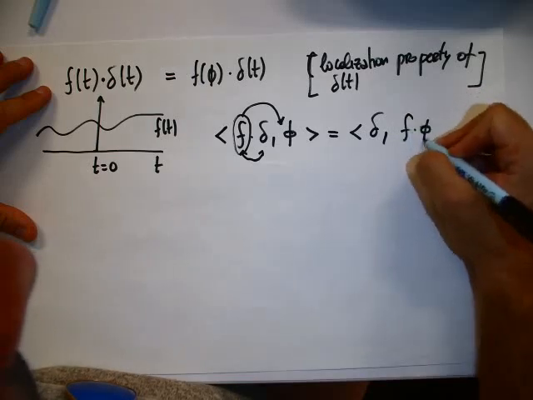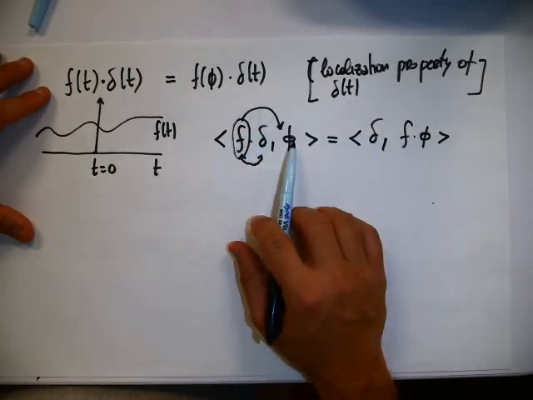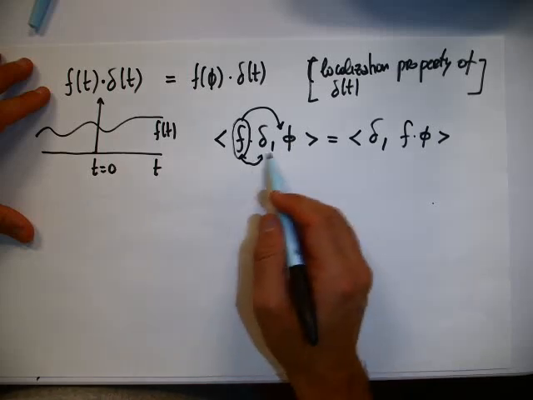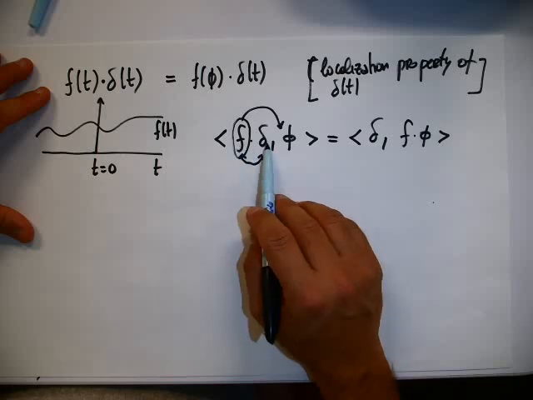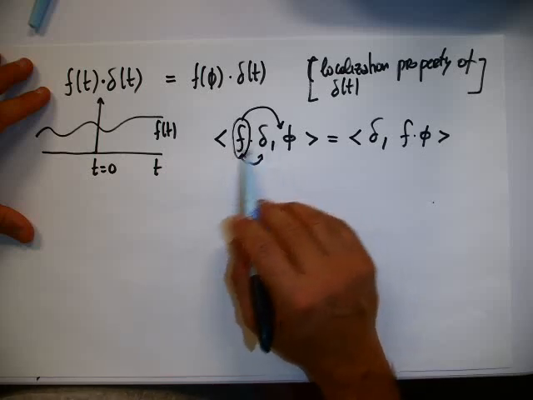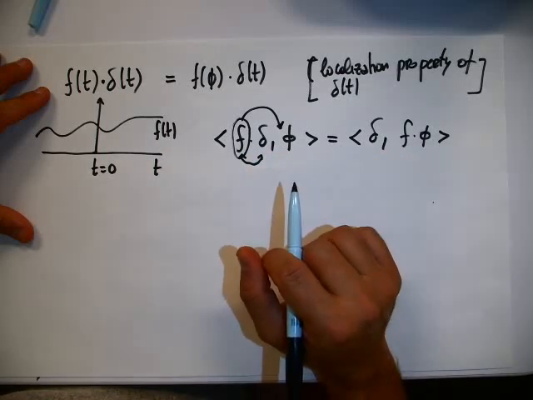And I can do that. I can only bring the regular one to the other side, not the delta. This is well defined because I have a regular function with a singular one. If I have the product of two deltas, it cannot be done. It's not defined at all. But now I know what this distribution is.